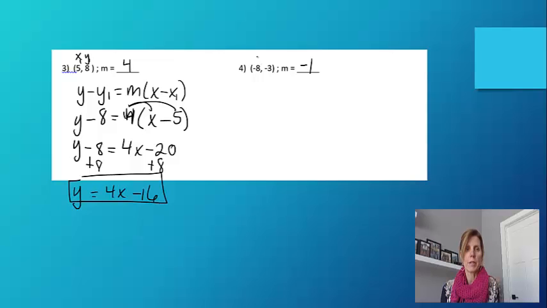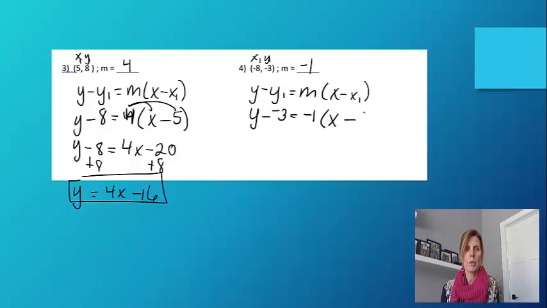We are going to go ahead and solve this one. I'm going to label my x and my y. I'm going to, of course, write my equation in point slope form. All right, and then from here, I'm going to have y minus my y, which is negative 3. My slope is negative 1. Lots of negatives on this one.